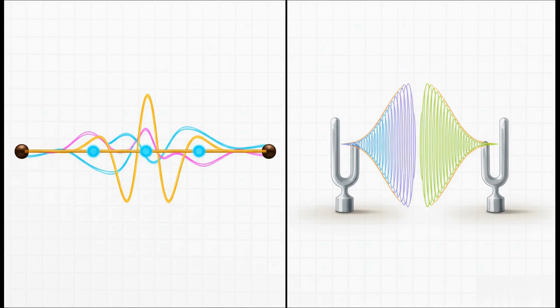Now, if two waves with slightly different frequencies interfere, you get something called beats. This is that periodic rise and fall in loudness that you can hear, and its frequency is just the difference between the two original frequencies. This is exactly what musicians are listening for when they tune their instruments.